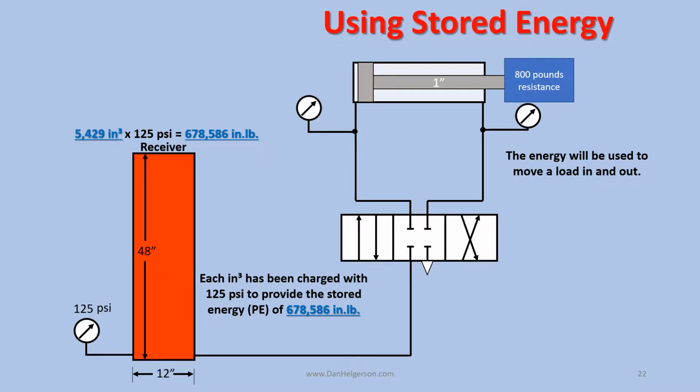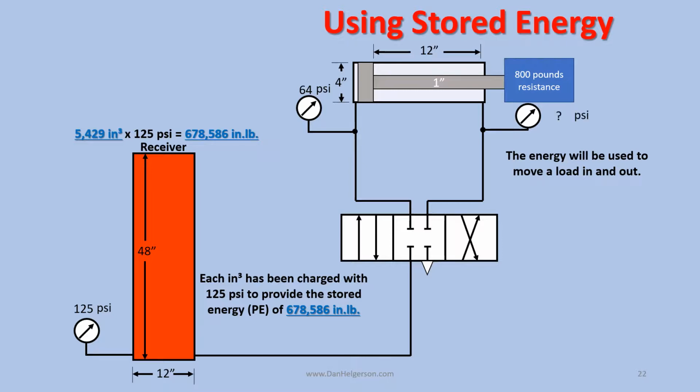We're assigning a load of 800 pounds of resistance to a cylinder with a 1-inch rod, a 4-inch bore, and a 12-inch stroke. How much pressure would be required to extend this cylinder? Well, we take the 800 pounds and divide it by the area of the piston, and we find that what will be required is 64 psi to extend this cylinder.